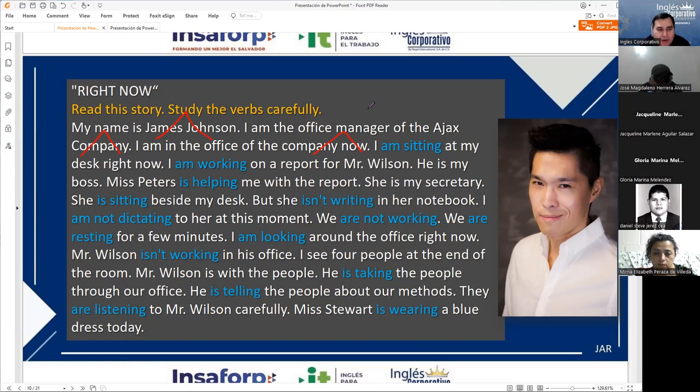I see four people at the end of the room. Mr. Wilson is with the people. He's taking the people through our office. He's telling the people about our methods. They are listening to Mr. Wilson carefully. Miss Stewart is wearing a blue dress today.